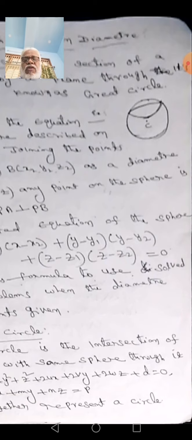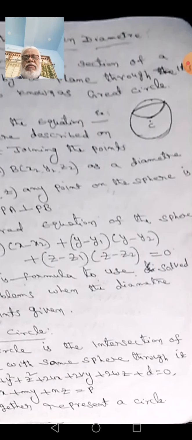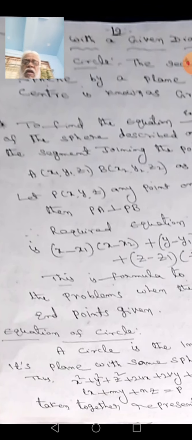Use this formula to solve the problems when the diameter endpoints are given. Actually, if we want the equation of the sphere, definitely we need 4 points. But here instead of 4 points, there are only 2 points, but the 2 points must be the end points of the diameter. Diameter means the line segment that passes through the center. So x1 y1 z1 and x2 y2 z2 are the end points of the diameter. Then this is the equation of the sphere.